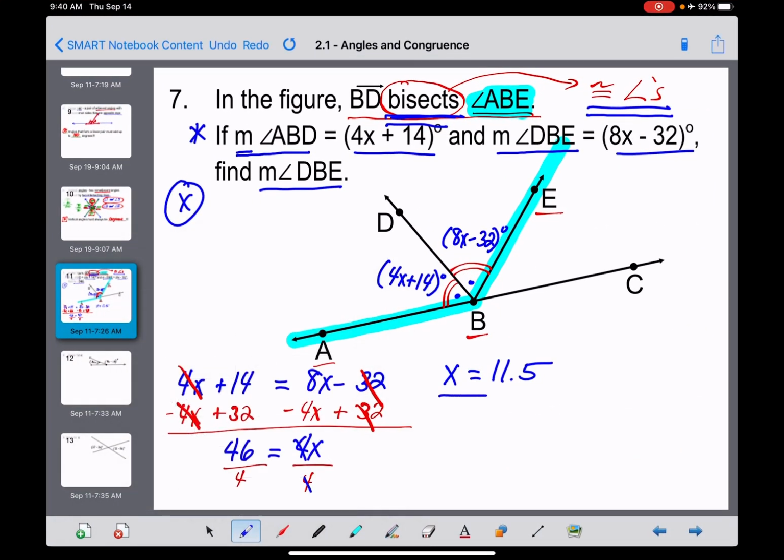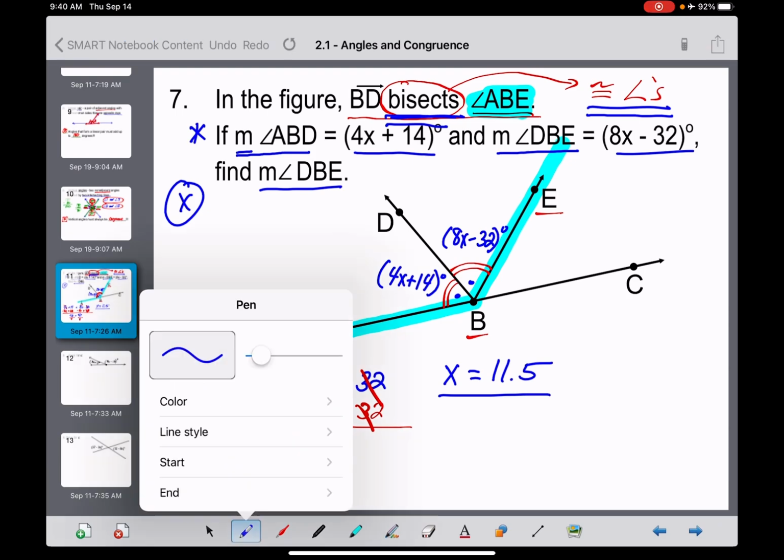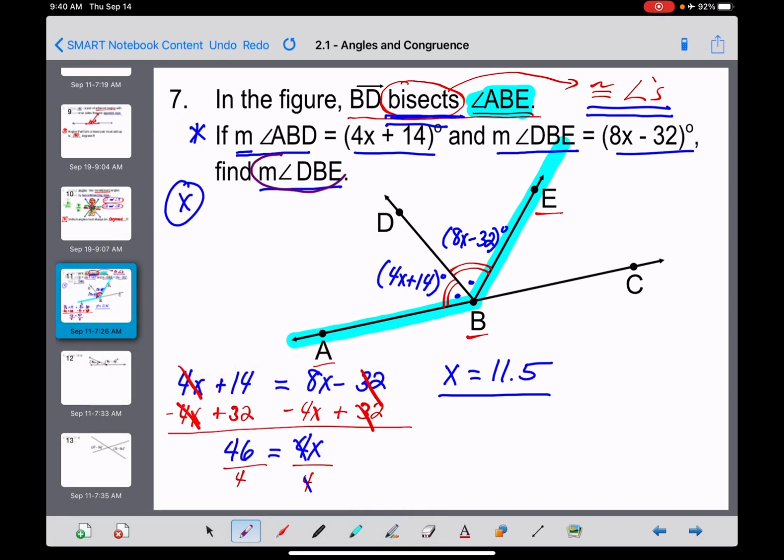And in some problems, you'd be done there if it just said solve for x. But here they want us to go a step further, and the directions say that we're supposed to find the measure of angle DBE. DBE, so we're talking about this angle right here. So we're going to go with the expression 8x minus 32 and put that 11.5 in for x.